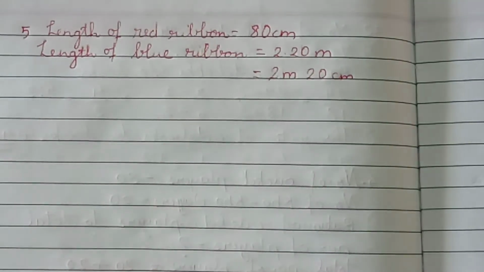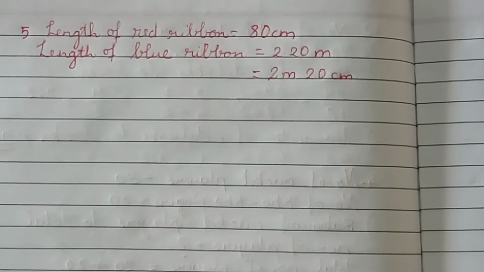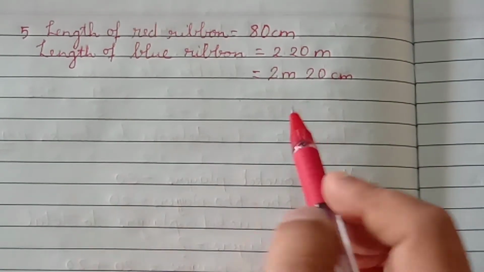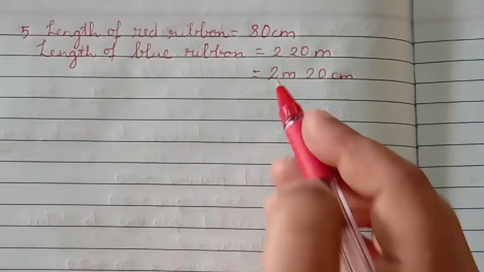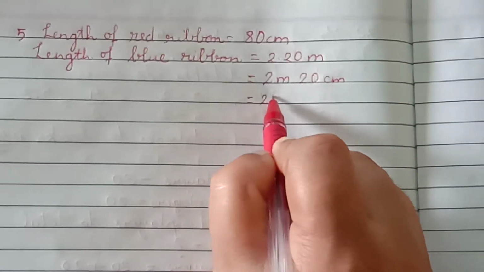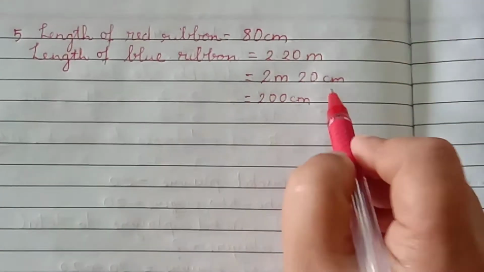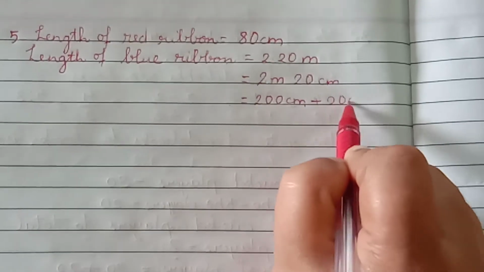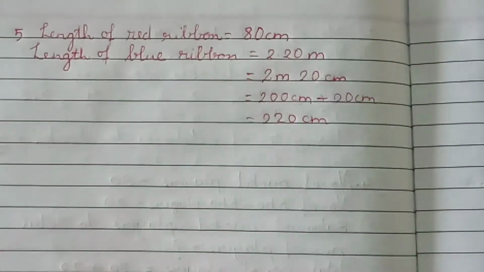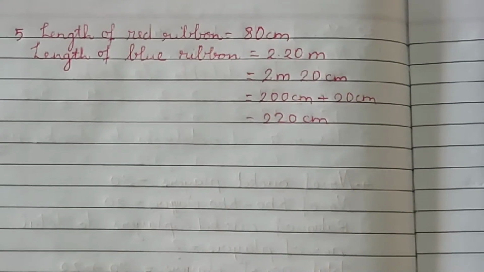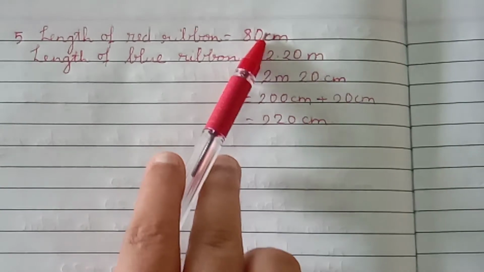But this is still meter, no? So we'll convert this also to centimeter. So 1 meter means 100 centimeter. Then 2 meter means what? 200 centimeter. Okay. Plus this 20 centimeter will give us 220 centimeter. Did you understand how to solve the sum? So now are the units same?